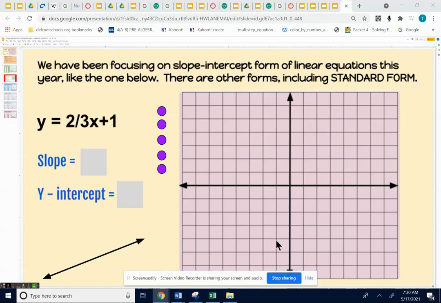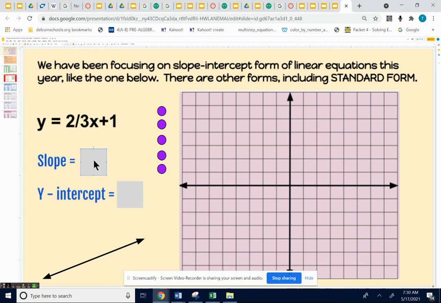Okay, this lesson is over graphing lines that are in a different form than you guys are used to. They're called standard form. So all this year you've been working with slope intercept form. So real briefly, here's an equation in slope intercept form: y equals 2/3 x plus 1.